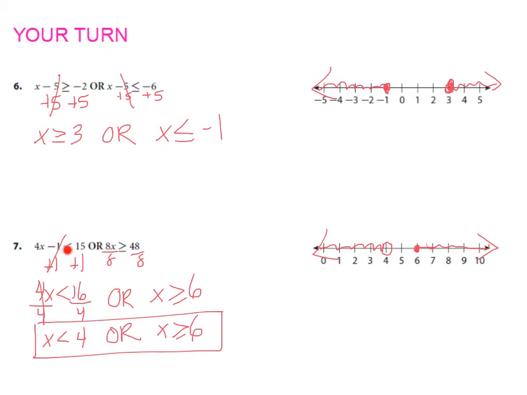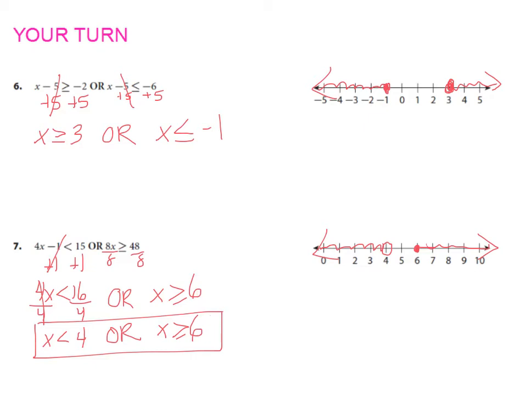On the left inequality, first thing you got to do is add your 1 to the other side and then divide by the 4. So you should have gotten x is less than 4. Or, when you do the right one, you got to divide both sides by 8. So x is greater than or equal to 6. Nothing else to do with that, so I just continued and brought it down.